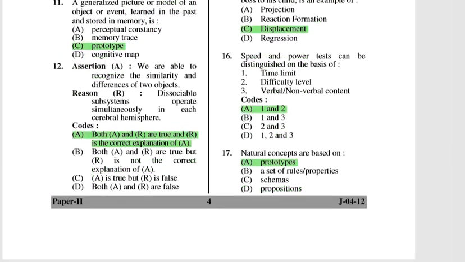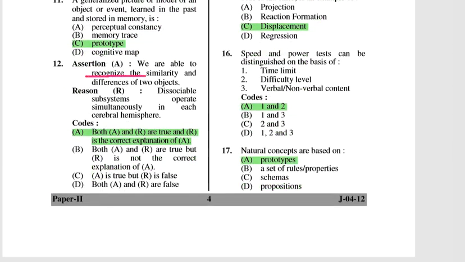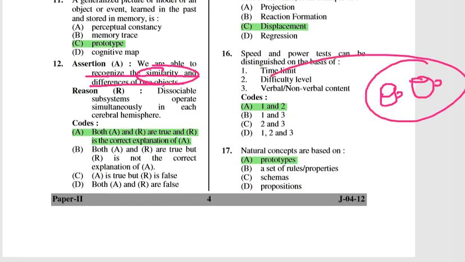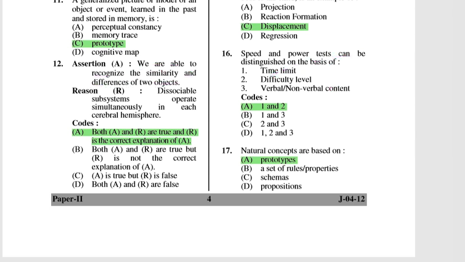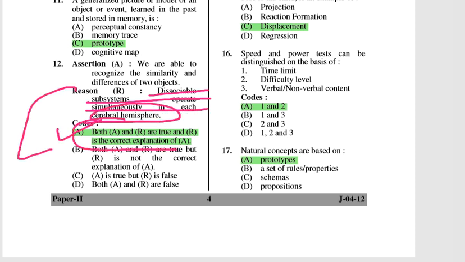Question number 12 is saying that we are able to recognize the similarity and differences of two objects. So if this is a cup, and this is also a cup, you can know about the differences, and if this is a pen and this is also a pen, you can know about the similarity. Why does it happen? Because dissociable subsystems operate simultaneously in each cerebral hemisphere. This is what the question is asking, and the correct answer is option A. Both A and R are true, and R is the correct explanation of A.